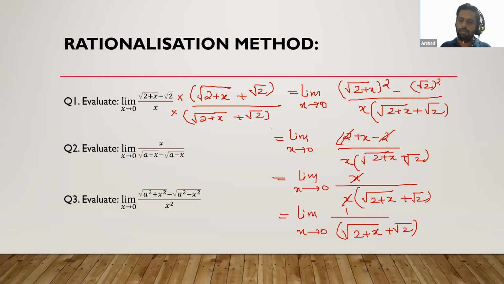Now put this limit here. So numerator will remain the same, 1. This is under root 2 plus 0 plus root 2. So this will give you 1 by 2 root 2. So this is the final answer. Okay, so what you need to do in the rationalization method, just multiply and divide with the same expression where you have a root and change its sign.